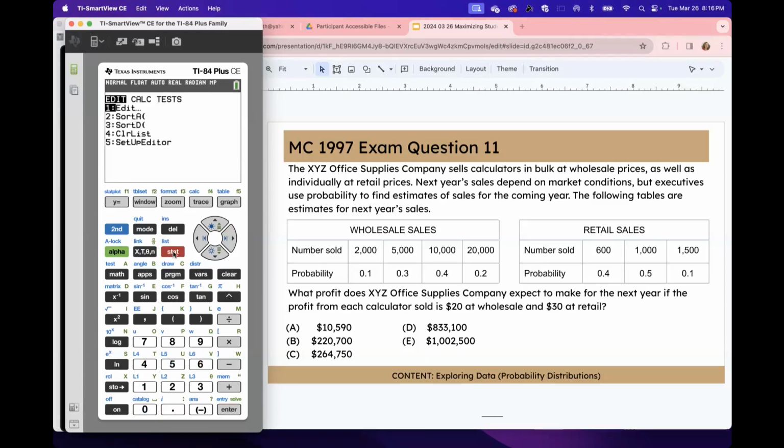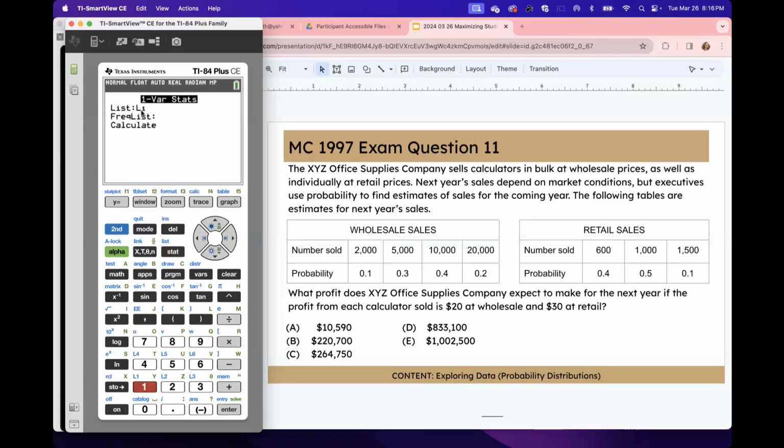If I go to Stat and Calculate, that's where I find my one variable statistic. Now be careful, students might think to use two variables because you've got two lists or two different tables, but the actual data we're going to work with one at a time is number sold. The probability is not another set of data. So it's a one variable statistic.